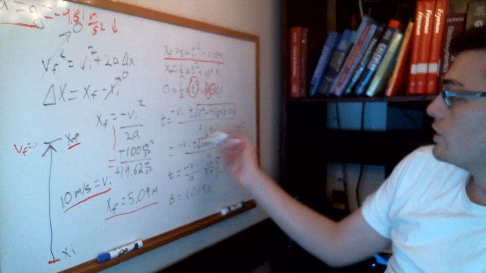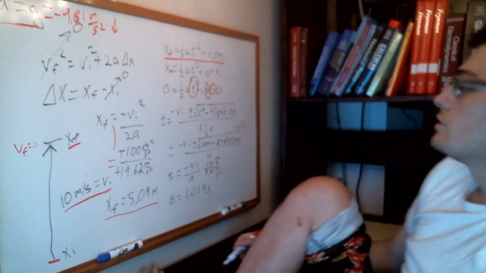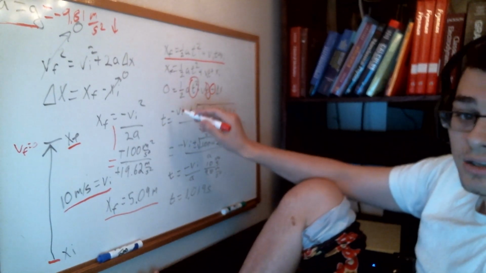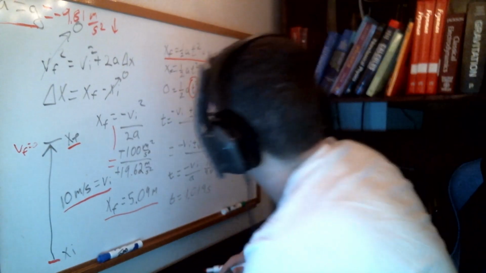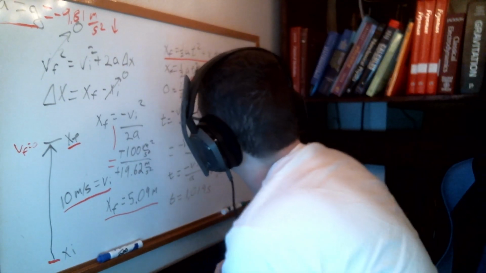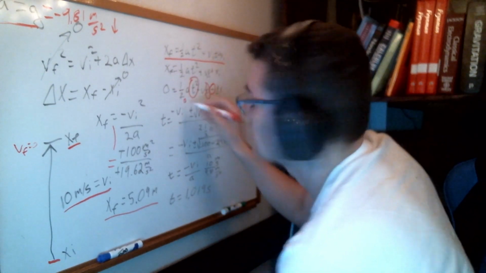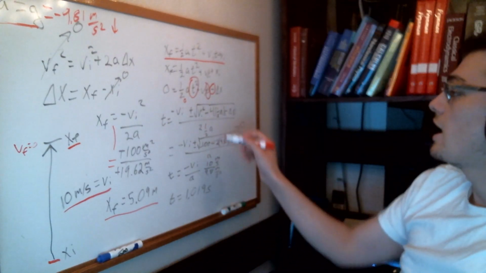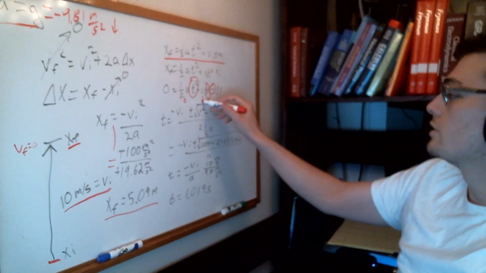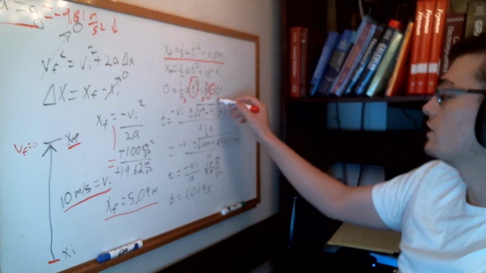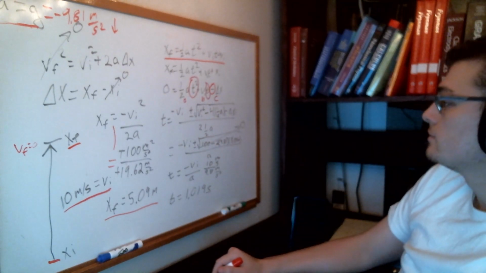Next, since we have a 0 on this side and we have a quadratic here, we can use our quadratic equation. 1/2 a is going to be our a in this equation, vi is going to be our b, and negative delta x is going to be our c.